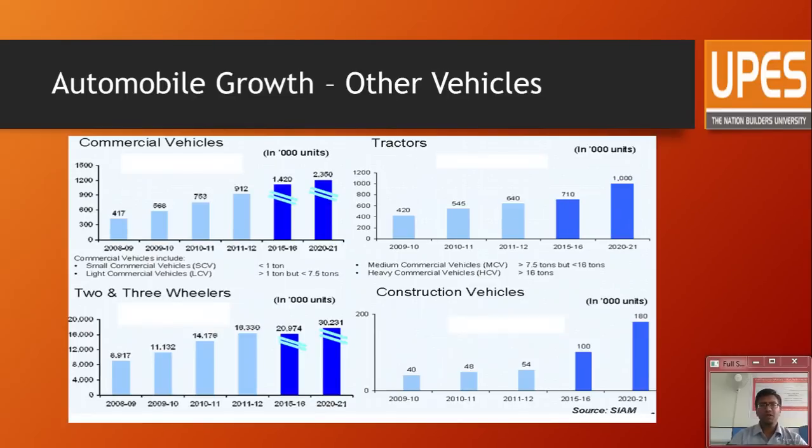So you can see there is 5 times growth within only 10 years. So huge scope is there for automotive engineers in future. In tractors, again, you can see it was 420,000 in 2009-10, and the prediction for 2020 is in thousands of units. Again, in two wheelers and construction vehicles, you can see drastic growth in the automobile sector. In two wheelers, we have a very huge demand, and 30 to 31 thousand units of production are expected in 2020. So no doubt there is a huge scope if you become an automotive engineer in future.